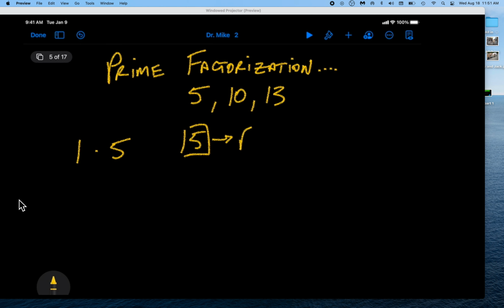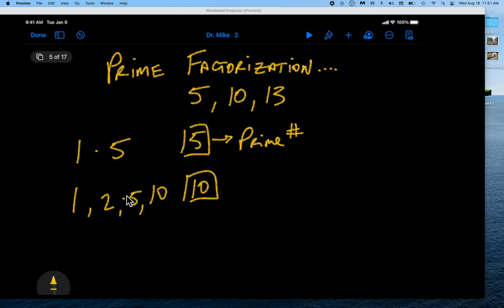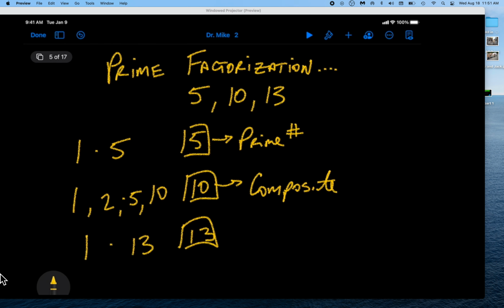This is a prime number. Let's look at 10. Let's put 10 in the box. We have 1 times 10, 2 times 5. Therefore, 10 is not a prime number. It's a composite number. There are more factors than simply 1 and itself. How about 13? We have 1 times 13, and that's it. 13 is a prime number.